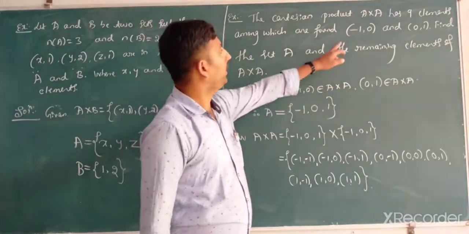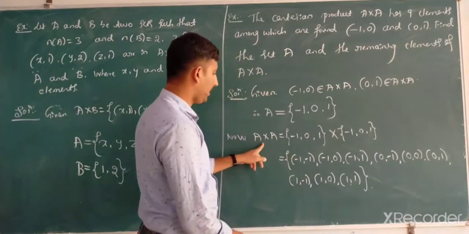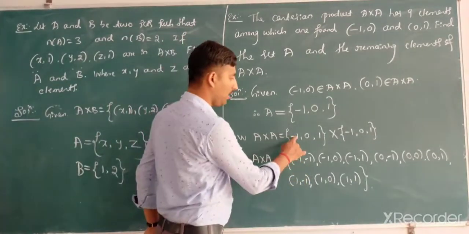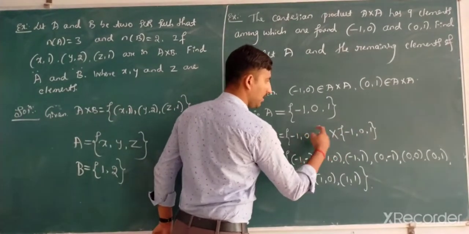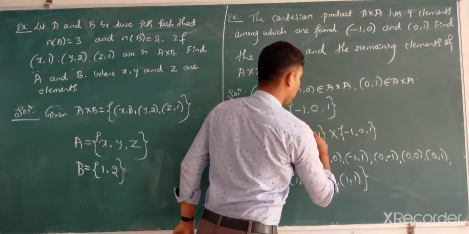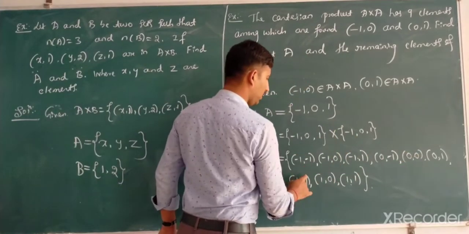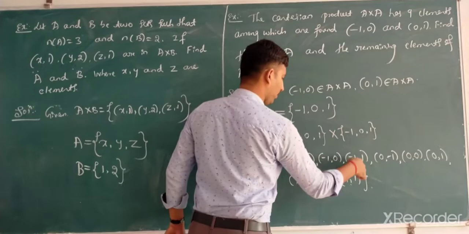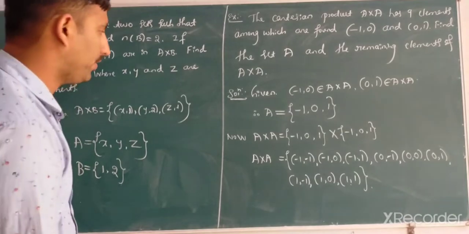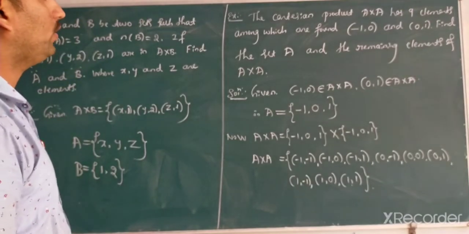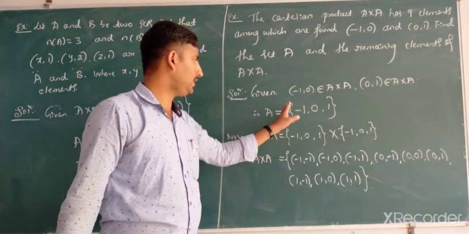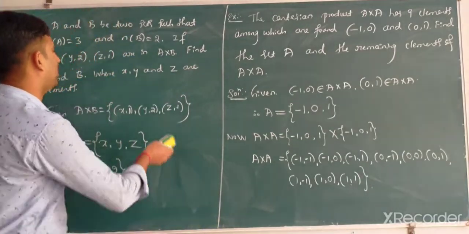Are you agree or not? And A cross A has 9 elements. Whether it is correct or not: (-1, -1) yes, (-1, 0) yes, (-1, 1) okay. After that (0, -1) yes, (0, 0), (0, 1) okay. (1, -1), (1, 0), (1, 1). Correct? These are the values of A cross A, or the Cartesian product of A cross A. Then what are the values you have to find out? Our first job is over, that is finding the value of capital A. Set capital A is over. And the remaining elements of A cross A.